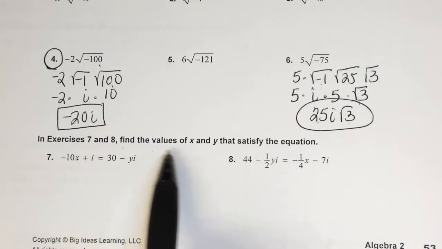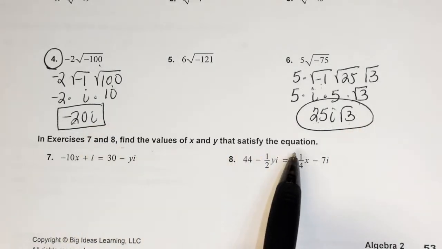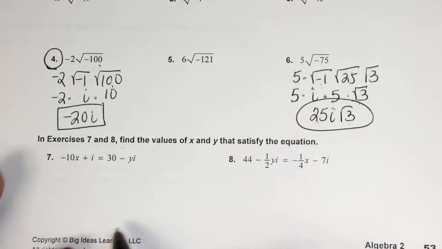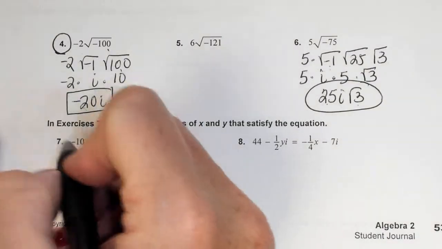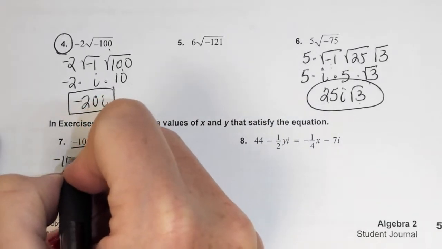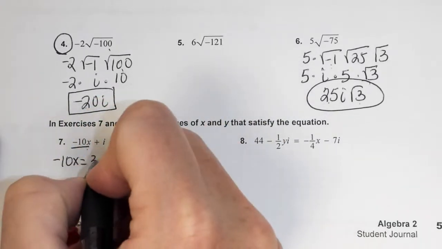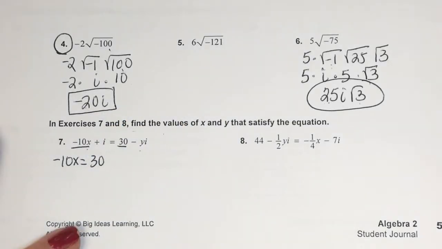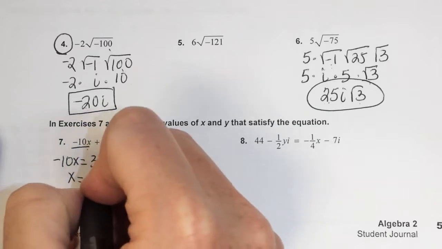Okay, in 7 and 8, find the values of x and y that satisfy the equation. Well, this is a complex number and so is this. So I have to set my real number parts together. I got to set that equal to that because those are the real number parts. So then I know x is going to equal negative 3.